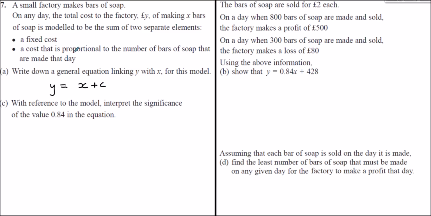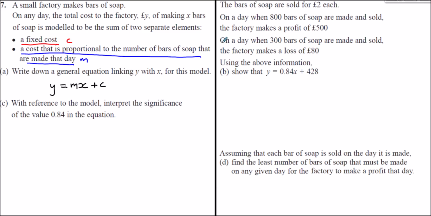And the cost which is proportional to the number of bars of soap that are made that day, basically I just need a constant of proportionality in front of X. I can't say it any simpler than it's just going to be Y equals mx plus C, to be honest, where M is going to be the proportional cost, and the fixed cost is just going to be the y-axis intercept, C.